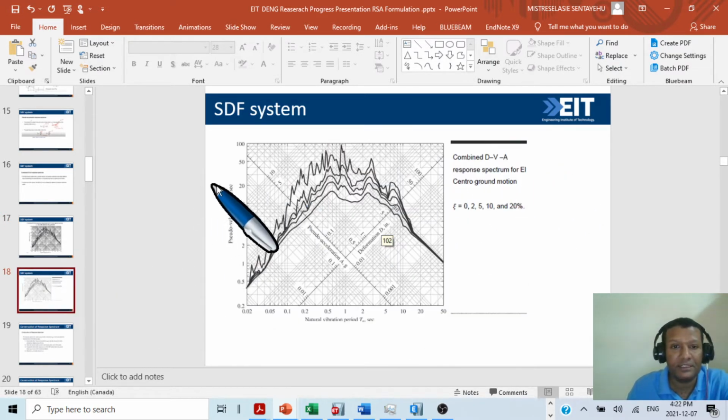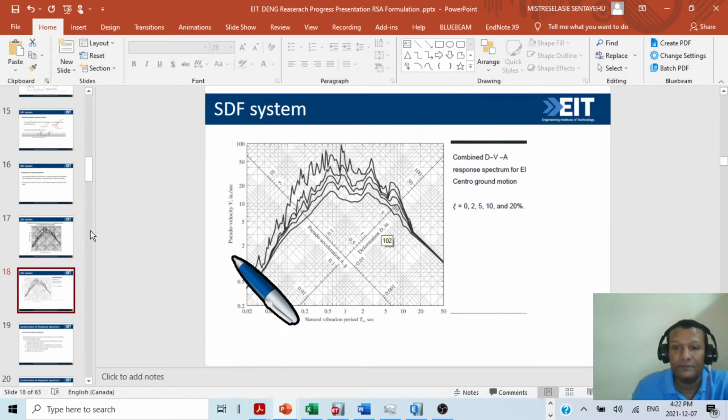This is the same as that one, but a little bit brighter, that's why I brought it here. So as you can see, it will be clear here. We can see the graphs and the damping ratios, and this is deformation, this is pseudo acceleration, this is pseudo velocity, and this is natural period.